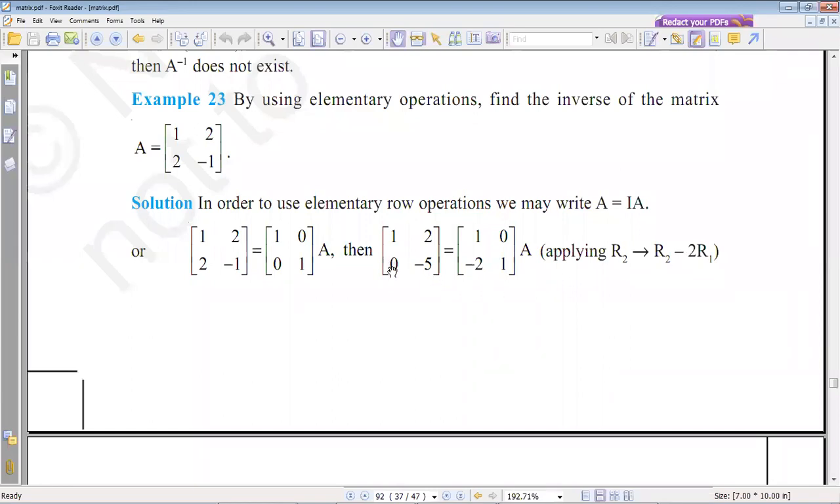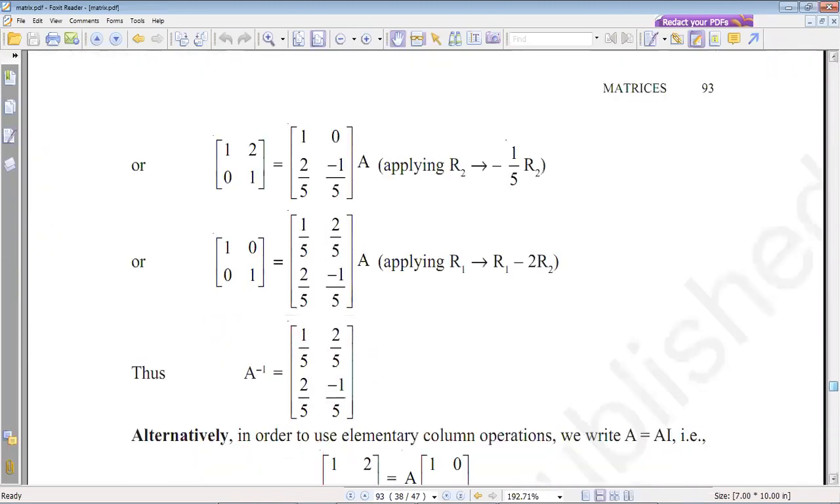So see what will happen. This 2 minus 2 into 1, that means 2 minus 2, result is equal to 0. Again minus 1 minus 2 into 2, that means minus 4. So it will be minus 5. So next you can make this element equal to 1 by dividing by minus 5, or multiply by 1 by minus 5.